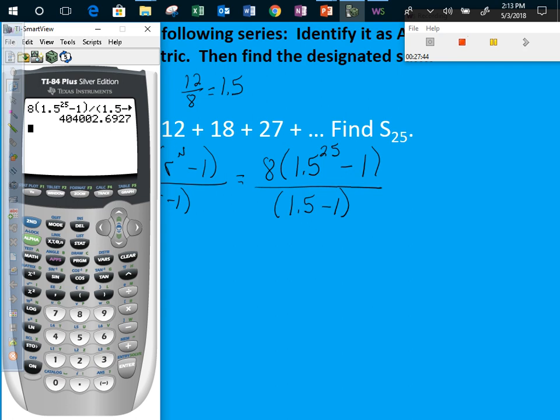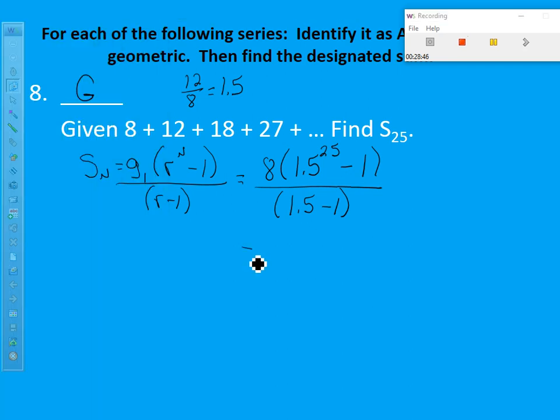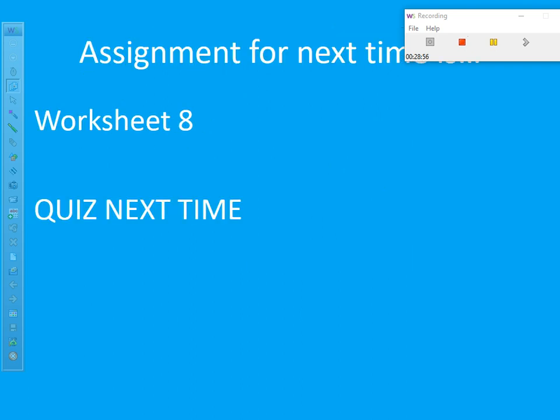Now be careful here. Since this terminates, I'm going to write all the decimals. If you decide to round that to 0.7, you will need an approximately sign in front of there. So I'm going to call it equal 404,002.6927.